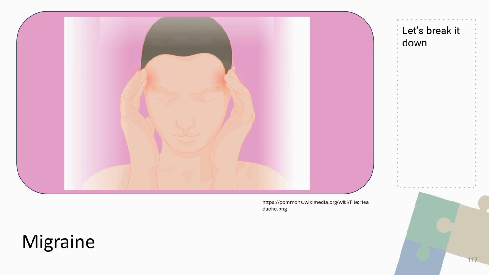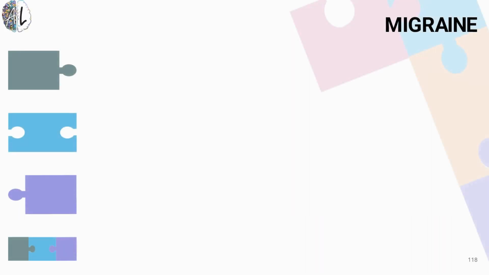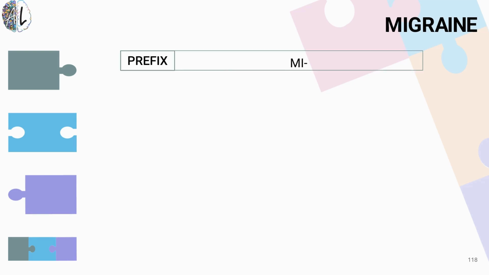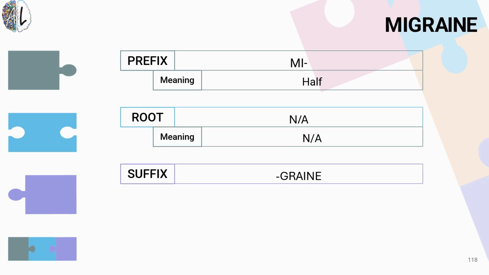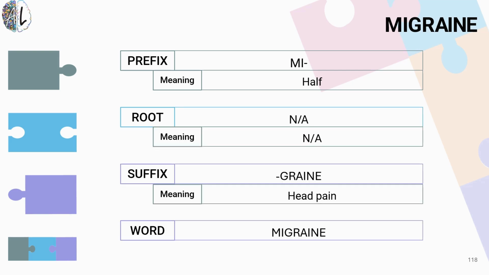And then the last one we're going to talk about that has a word breakdown is the term migraine. You might be familiar with migraines, but let's see what the word breakdown tells us about it. Okay, so the word migraine has a prefix of mi, which refers to half. There is no root term, and you see that the suffix grain refers to head pain.